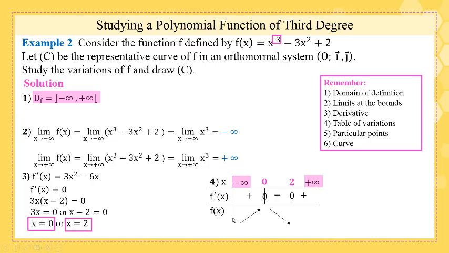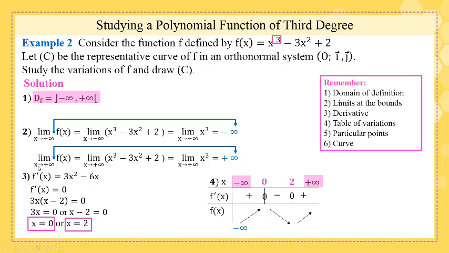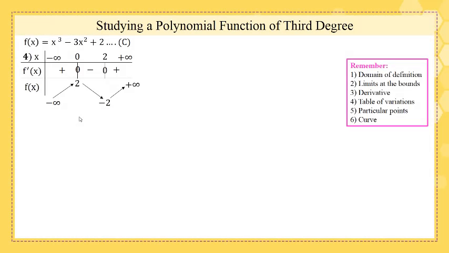And so the sense of variations of f are as follows. The limit of f of x as x tends to minus infinity equals minus infinity. The limit of f of x as x tends to plus infinity is plus infinity. F of 0 equals 2, f of 2 equals minus 2. As you see, here we have the maximum point of the curve C of coordinates (0, 2). And here we have the minimum point of C of coordinates (2, -2).